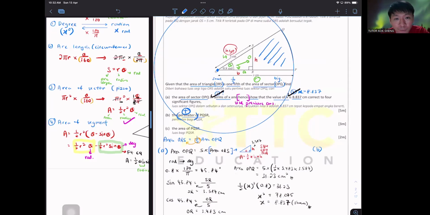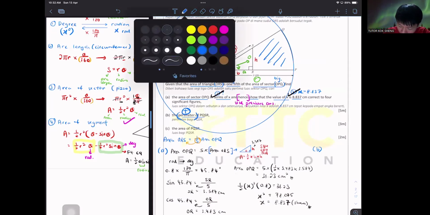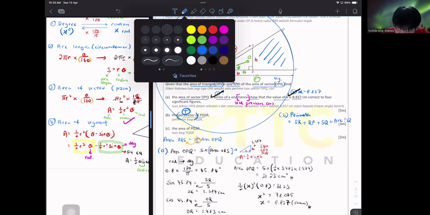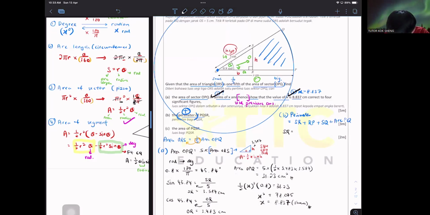So we have to find basically everything. Oh, no need to find the SR. We already have the length of SR, right here. Perimeter is SR plus RP plus SQ and also PQ. PQ is an arc. SR, this one is 3.587.